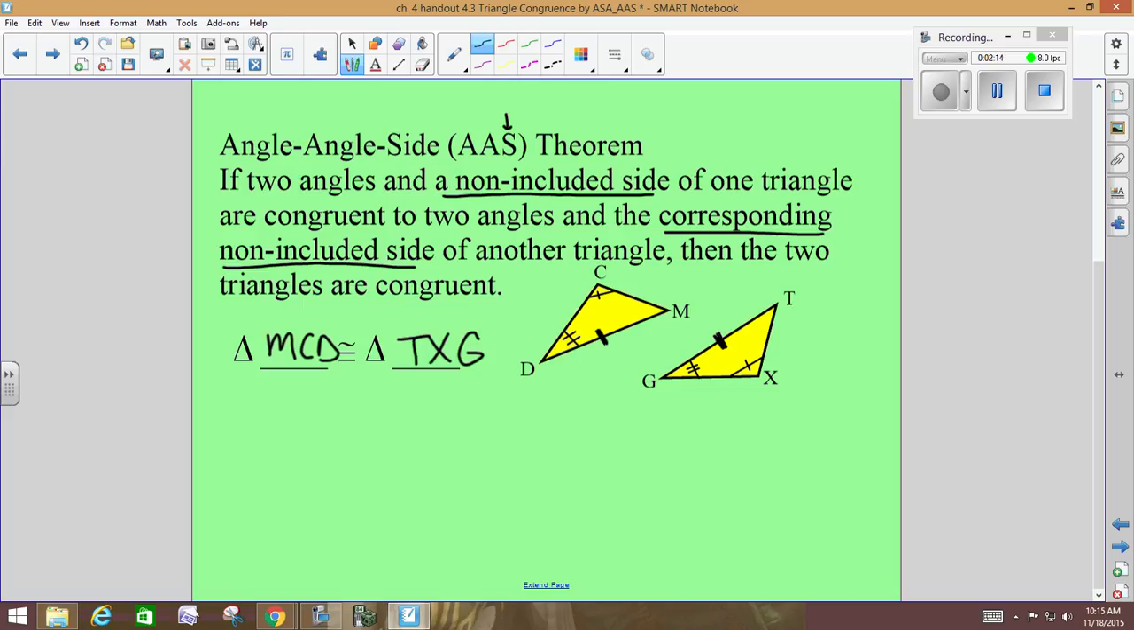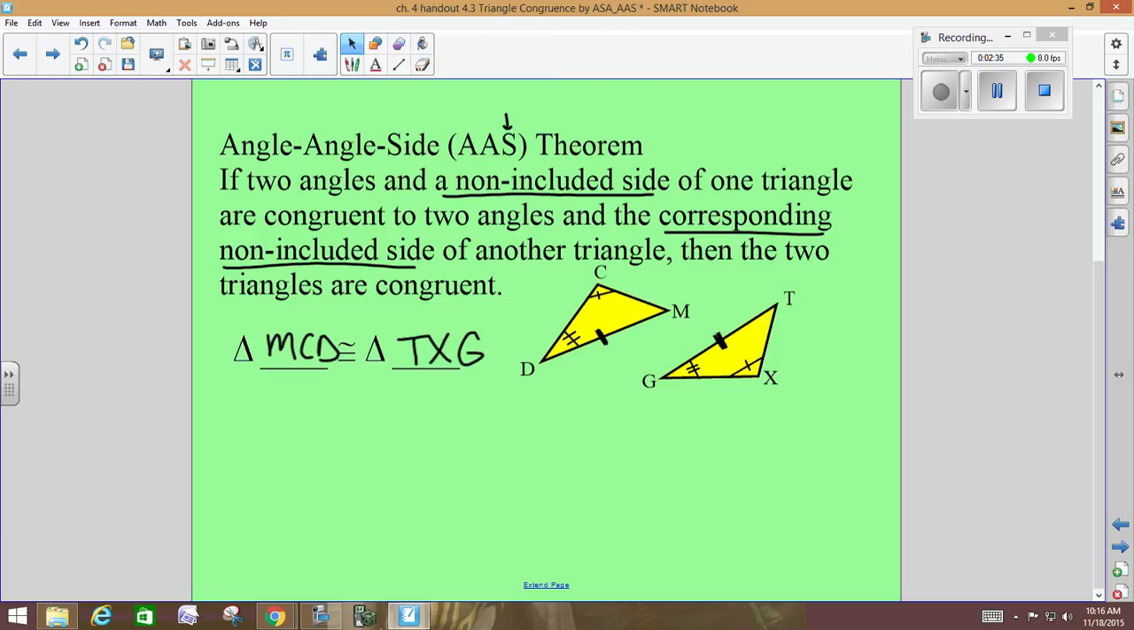Angle, angle, side. It would still be angle, angle, side if they would have marked CM congruent to TX too, because those two sides that I just marked in blue are also not between the two angles. Okay, so it's just got to be the side that's not between the two angles.